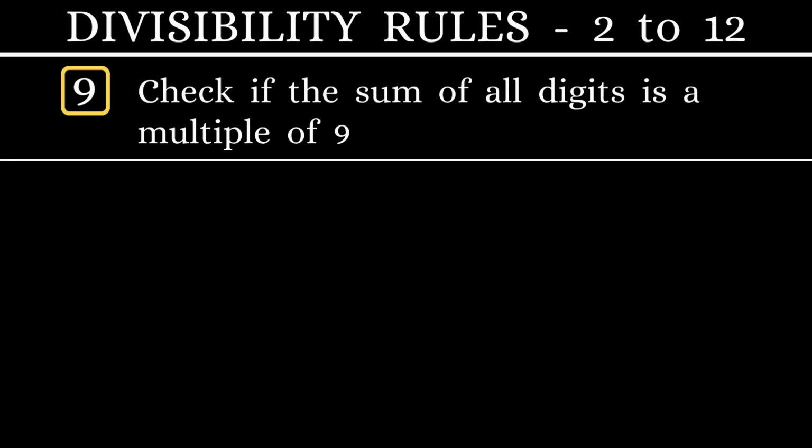Divisibility rule for number 9. The rule is check if the sum of all the digits in the given number is a multiple of 9. Let's understand better with these examples.